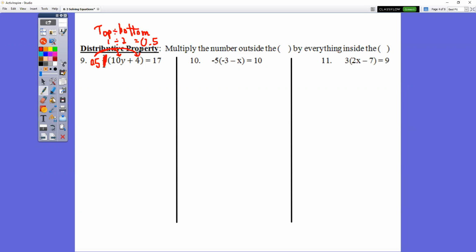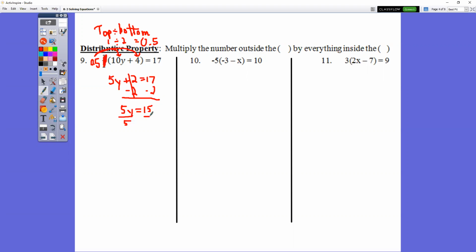So we want to distribute and distribute. 0.5 times 10y is 5y. 0.5 times 4 is 2. Bring down your equals 17. Now all you have is another two-step equation, just like we solved on the previous slide. So we always want to get rid of the plus whatever or minus whatever first. So we have 5y equals 15.